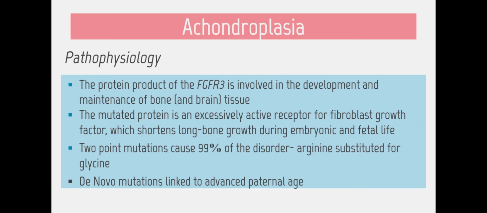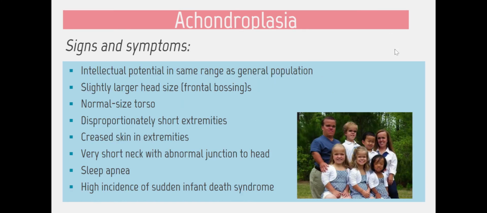Now, remember we said with the other disorders, it could be any one of many different types of mutations. There are really only 2-point mutations that cause about 99% of this disorder. And what happens is in this mutated protein, we have an arginine amino acid instead of a glycine. It's just to show you how important it is for everything in genetics to go exactly the way it was programmed to go. So the de novo mutations that are common causes of this disorder are linked to advanced paternal age, interestingly enough.